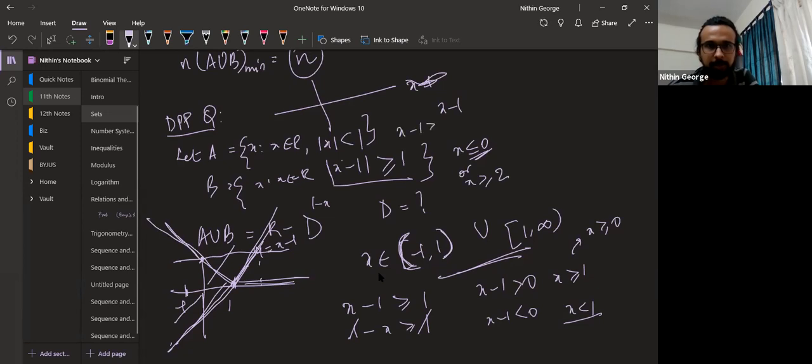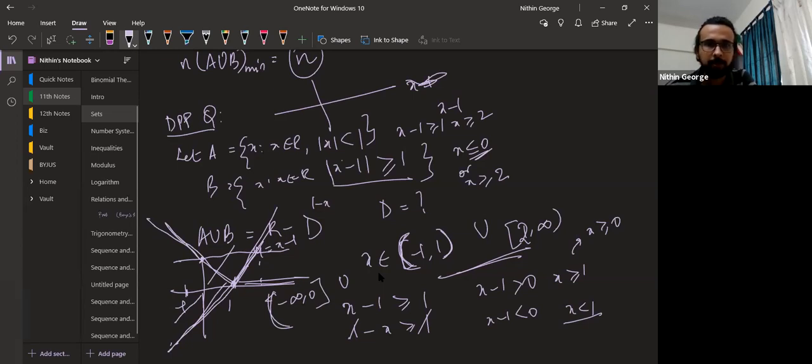So x minus 1 greater than or equal to 1 means x is greater than or equal to 2. All right. So from 2 to infinity, not 1 to infinity. 2 to infinity. Okay. So here I get 2 to infinity, and x is less than or equal to 0. So union minus infinity to 0, both included. Okay, sorry, minus infinity can never be included. So it goes like this.